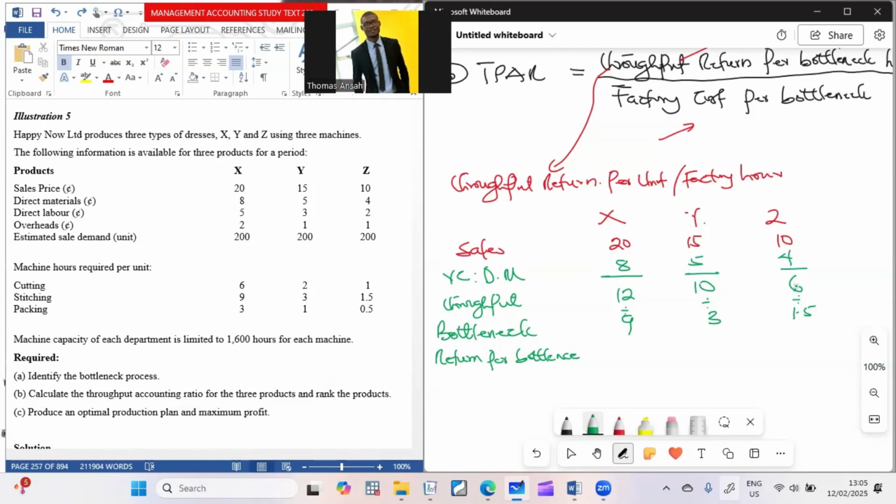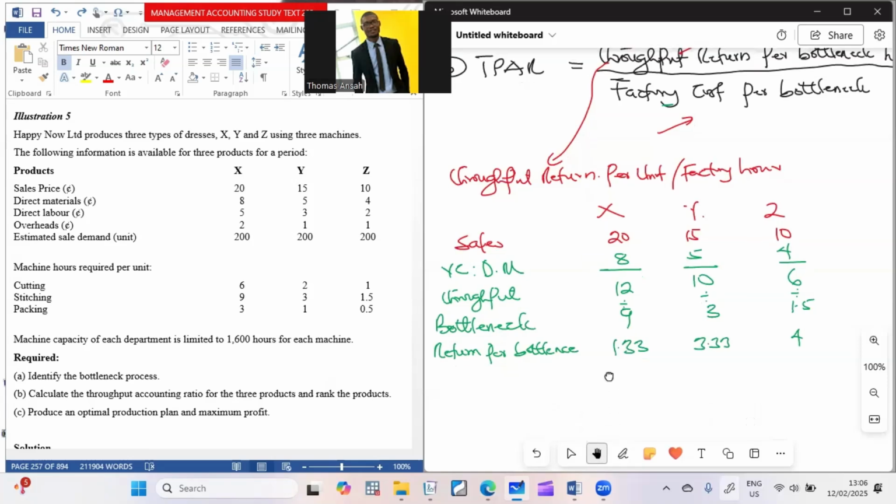So the first one gives me 12 divided by 9. That gives me 1.33. The second one, 3.33. And this one is 4. So I've seen my throughput return per bottleneck. All right. Then the next one is the factory cost per bottleneck. And that one too, how do we go about it?